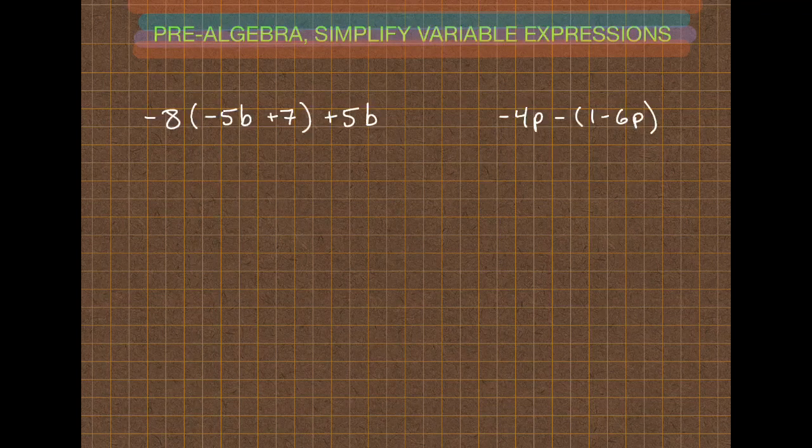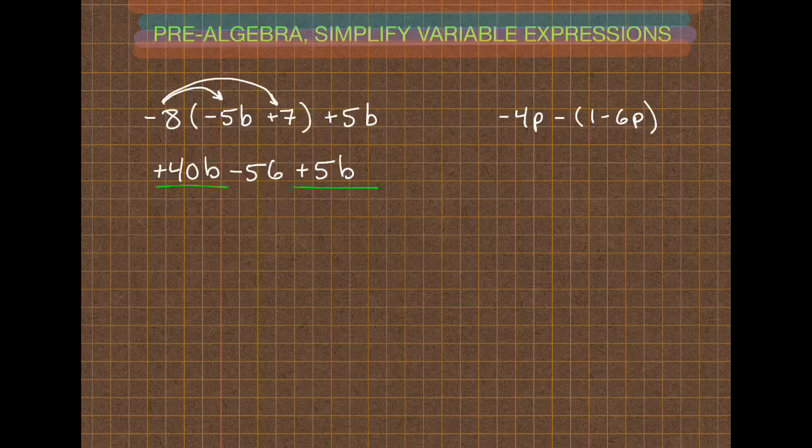Okay, so first thing we need to do is we need to distribute this -8. So -8 times -5b. -8 times -5 is +40b. And -8 times +7 gives us a -56. And then that plus 5b, we bring that down. Now we just kind of do like this, separate the variables and the constant. So 40b plus 5b, that's going to give us 45b minus 56 for our final answer.